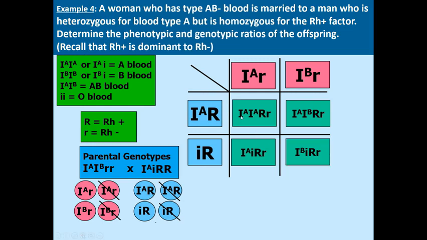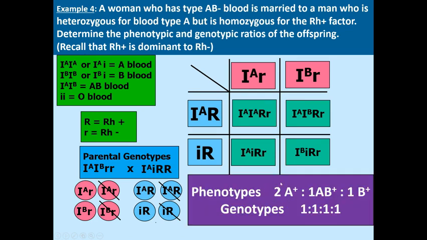Phenotypically, this one is A positive, and so is this one. So there's two A positives. Then we have AB positive and B positive. So those are our phenotypes, 2 to 1 to 1 ratio. Genotypically, they are all different because this one is homozygous for blood type A, and this one is heterozygous. And those are our 4 examples.